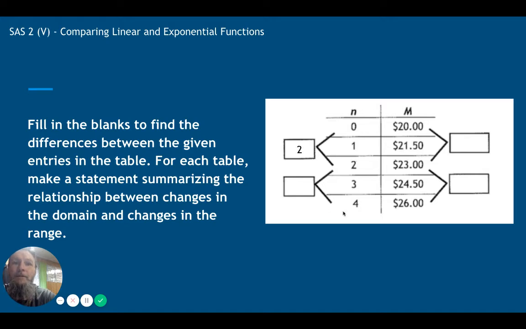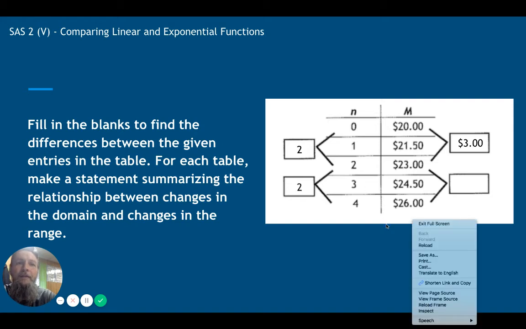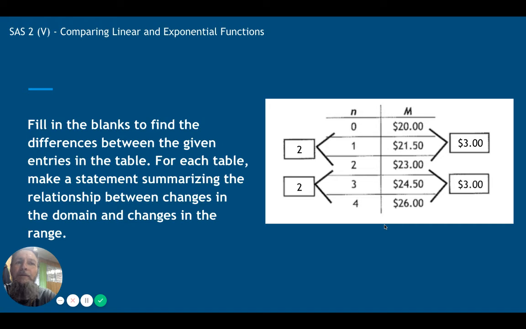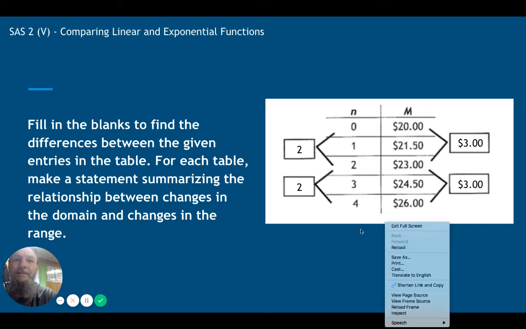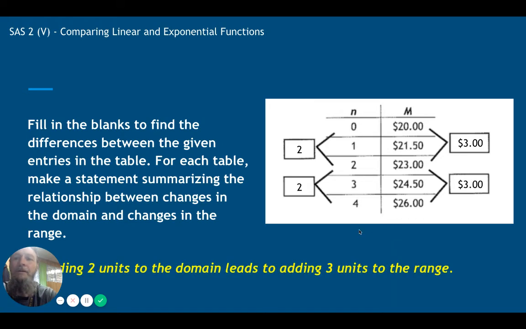2 between 0 and 2, and 3 between $20 and $23. 2 between 2 and 4, and 3 between $23 and $26. We still get the same answer. Adding 2 units to the domain leads to adding 3 units to the range. It's the same thing, 2 to 3 or 1 to 1.5.